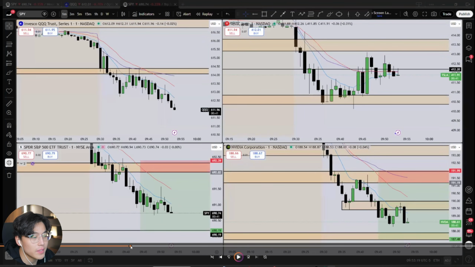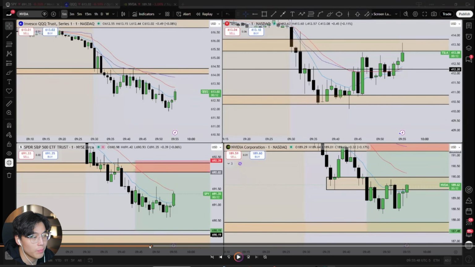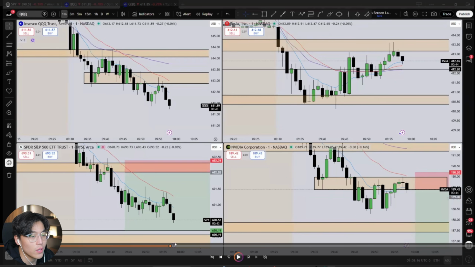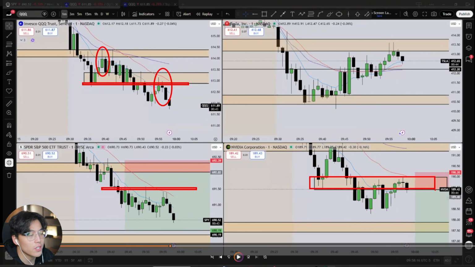As I speed up the tape here, you can see for NVIDIA there's a bunch of different potential re-entries on NVIDIA, on Qs, and on SPY, using this 3-bar entry confirmation. You can see for the Qs, another 3-bar entry confirmation here, and another 3-bar confirmation entry earlier in the day. As for SPY, just rejecting off our up close candle here as well. NVIDIA, we actually end up having a 5-minute 3-bar entry confirmation.